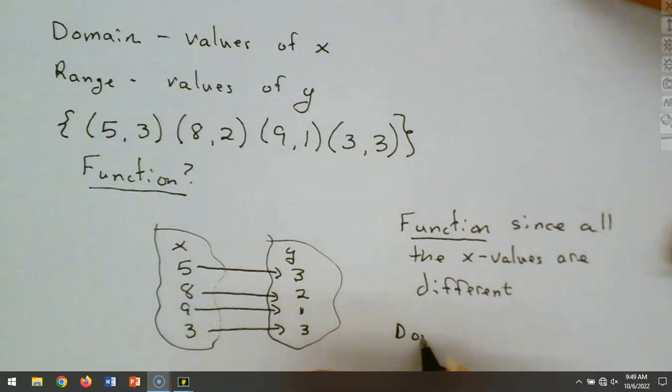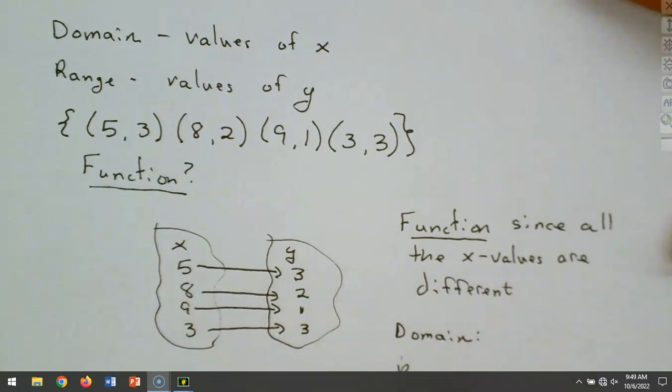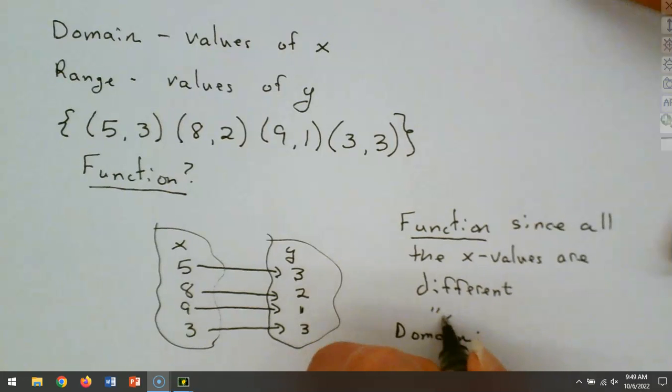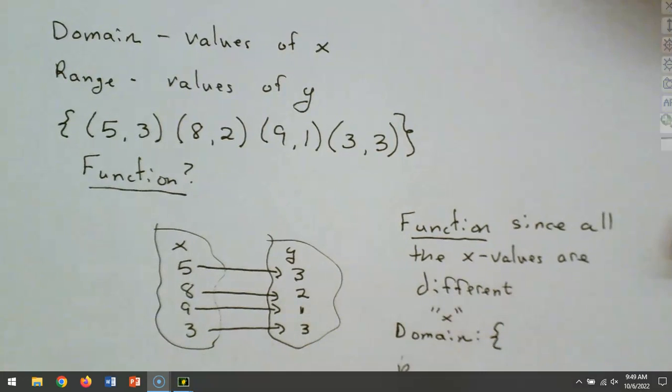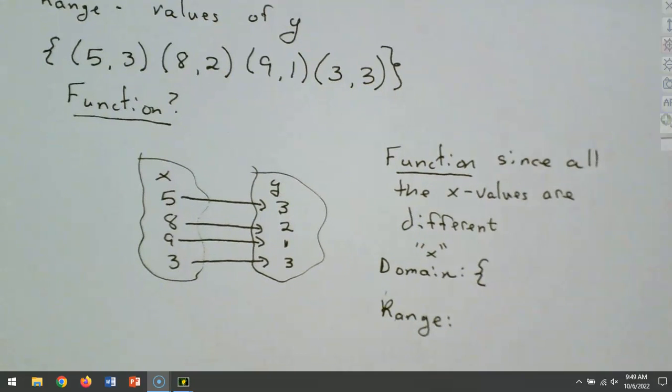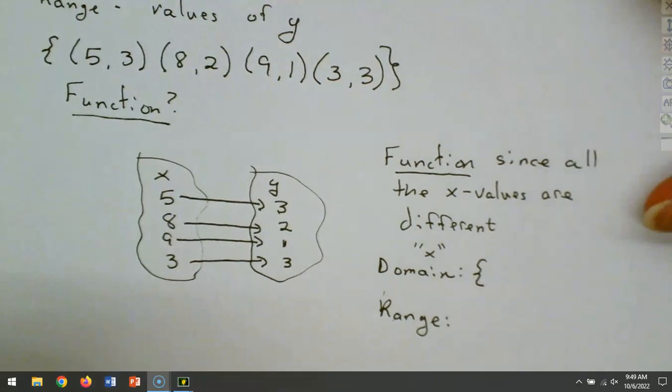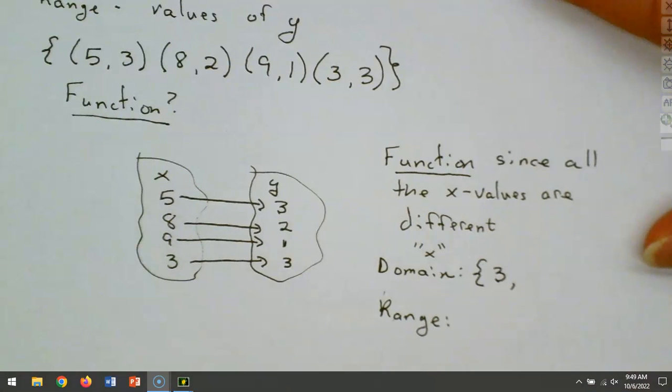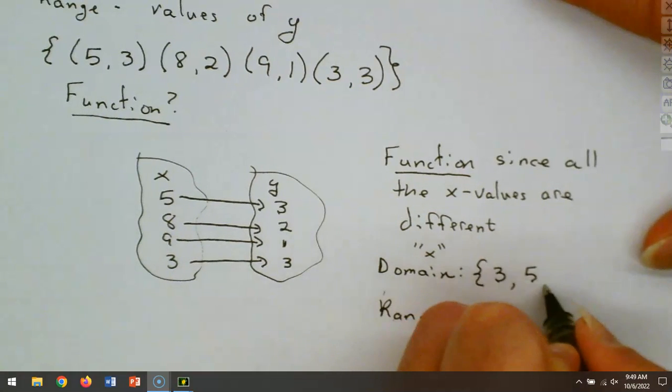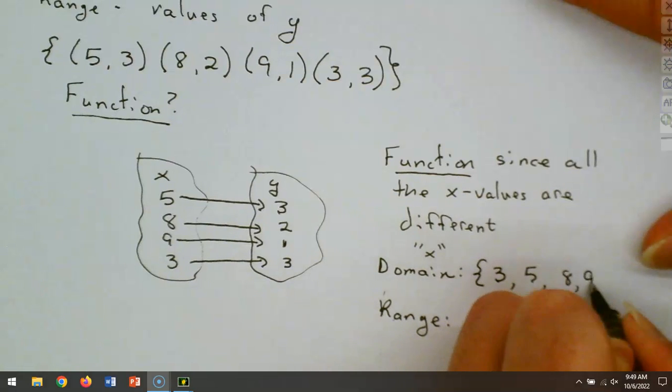We can also get the domain and the range. Domain is going to be our values of x. So we're going to list out the values of x. We want to put them in the correct order, so I'm going to list them out from smallest to largest. And duplicate values, if we have any, we only write them once. In this case, all the x's are different. But if we had duplicate values, we would write them one time. So let's start with our domain. Our smallest number is 3. We've got 5, 8, and 9.